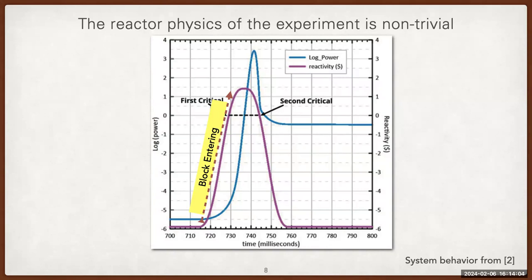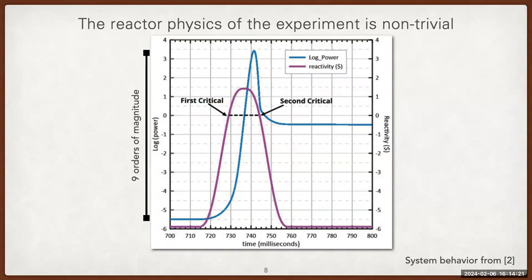And then it goes through a peak as the block is moving through the material. And then as it's exiting, you see that the criticality level of the system is going down. Okay, so we have this dynamic criticality excursion. And then we see here that this blue line is the power on a log scale. It actually goes up by 9 orders of magnitude in one of these experiments.